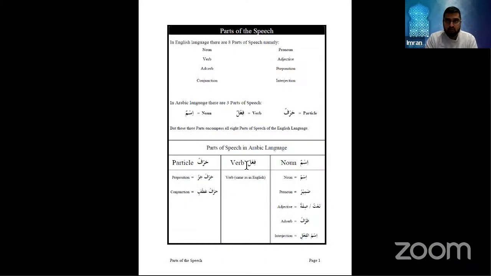Okay. Now I'm going to do a revision of the concepts within this book, and inshallah I'm going to use this handout which I have.